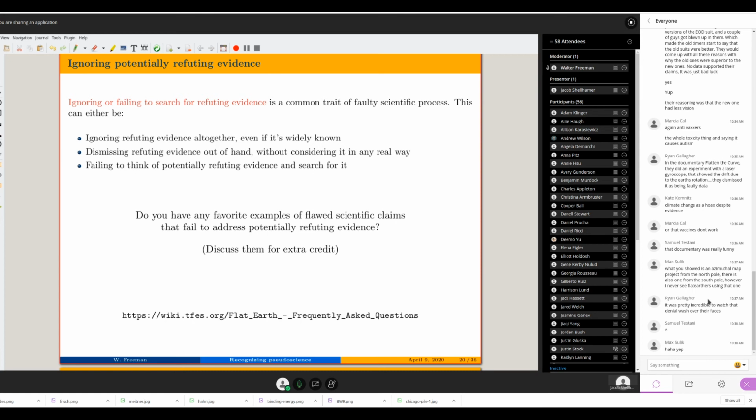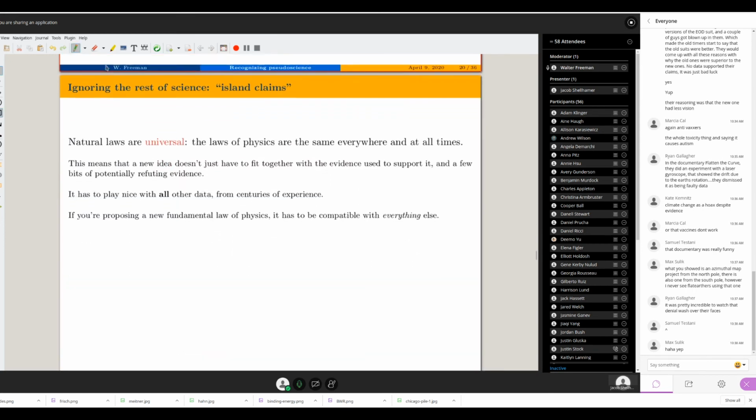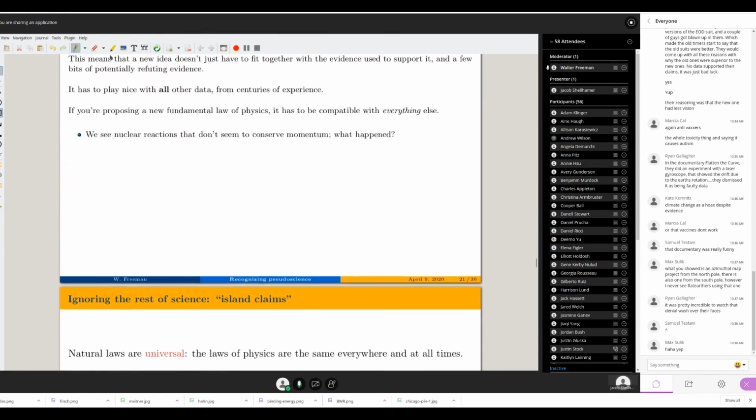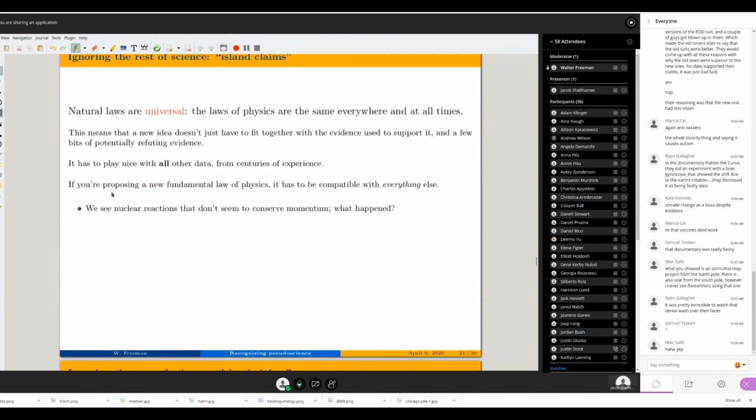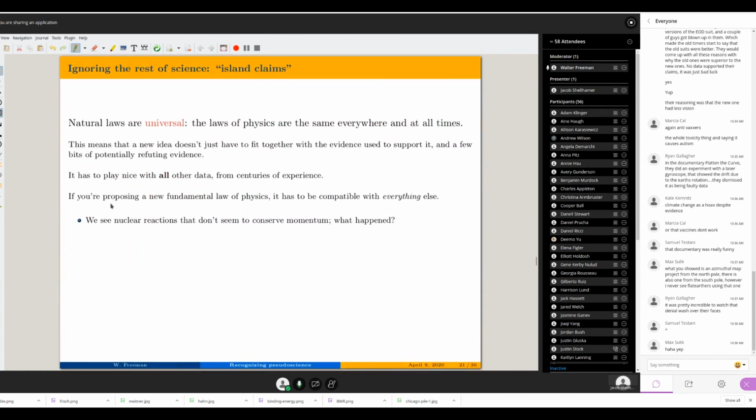Well, I'll talk about this briefly. So, another way that this happens is ignoring all of the claims made by the rest of science, right? The laws of physics are the same everywhere. They've been the same since the beginning. So this means that if you have a new idea, it doesn't just have to agree with whatever you measured. It's got to agree with every bit of empirical data from the beginning.